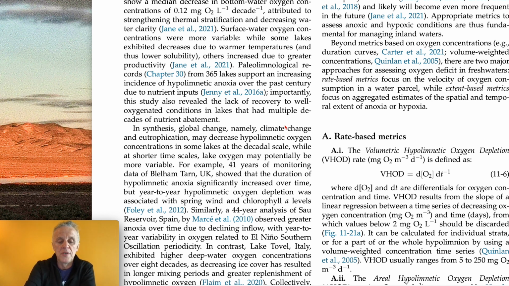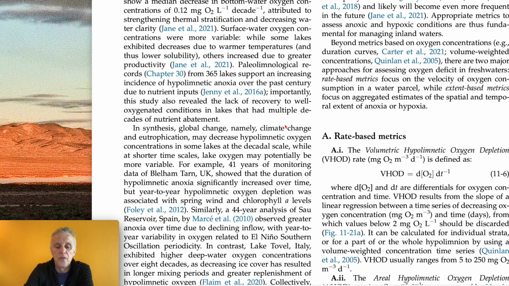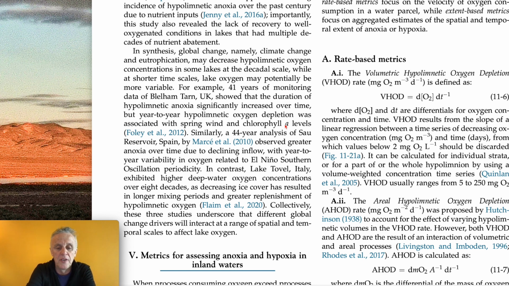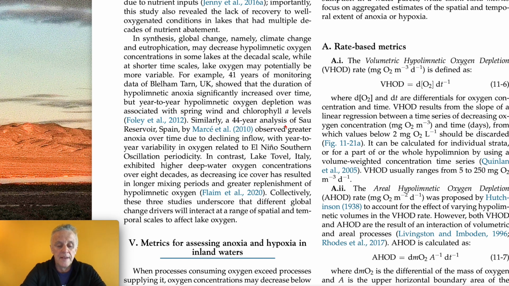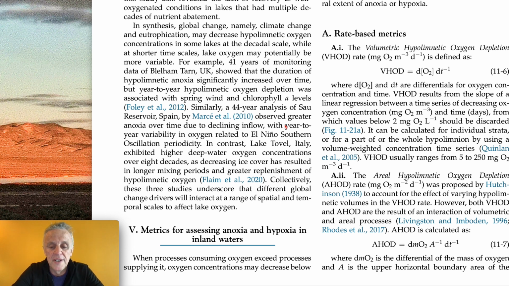For example, 41 years of monitoring data of Blelham Tarn in the UK showed that the duration of hypolimnetic anoxia significantly increased over time, but year-to-year hypolimnetic oxygen depletion was associated with spring wind and chlorophyll a levels. Similarly, a 44-year analysis of Sau Reservoir in Spain by Marcé observed greater anoxia over time due to declining inflows, with year-to-year variability in oxygen related to El Niño Southern Oscillation periodicity. In contrast, Lake Tovel in Italy exhibited higher deep water oxygen concentration over 8 decades, as decreasing ice cover has resulted in a longer mixing period and greater replenishment of hypolimnetic oxygen. Collectively, these three studies underscored that different global change drivers will interact at a range of spatial and temporal scales to affect lake oxygen.